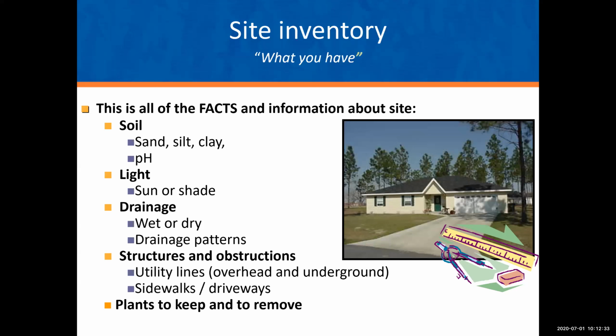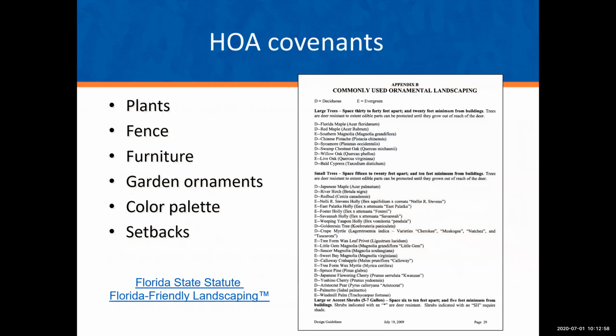Large trees, plants that won't be removed. Your drainage patterns probably won't change either unless you're going to be doing some sort of grading or something. Our utility lines, our sidewalks, our streets, anything like that. That's all the stuff that's going to be there as we move forward in our design process. So there's lots of things to think about and note as we do our site inventory.